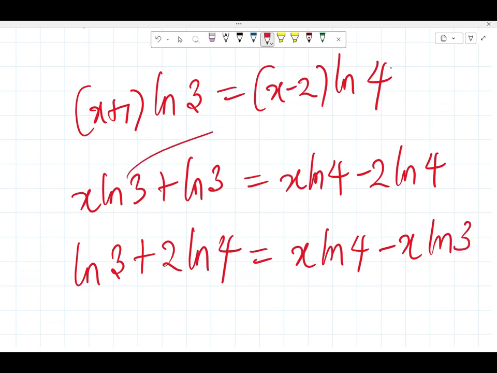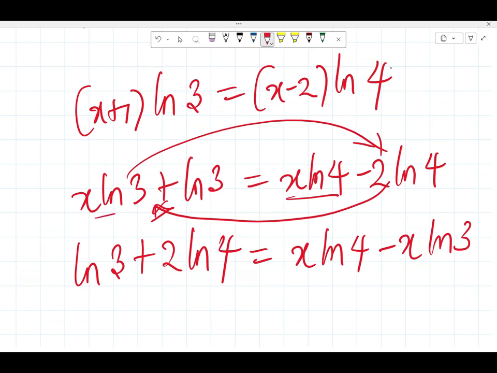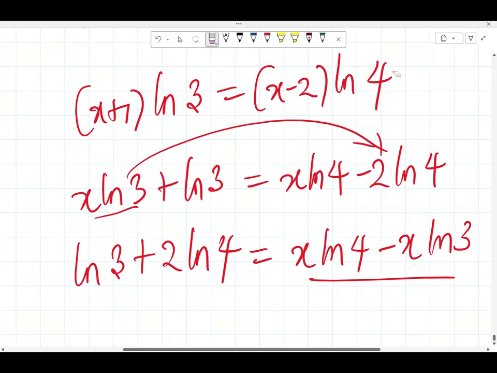So what I've done is I brought this over here and I brought this over here so that we have x ln 4 minus x ln 3 here, and then this ln 3 plus 2 ln 4, those ones without x, right? That's what I did there. So ln 3 plus 2 ln 4, because it was minus here, then x ln 4 minus x ln 3.